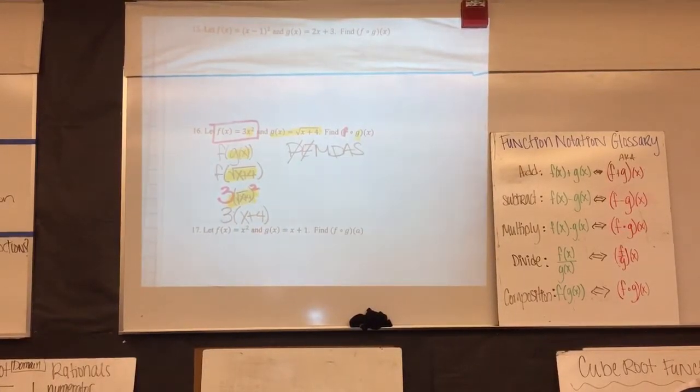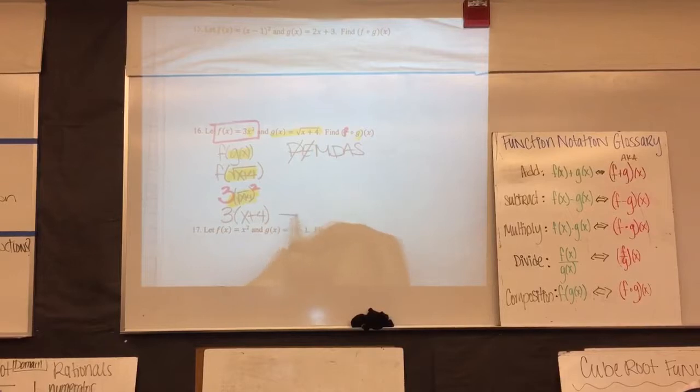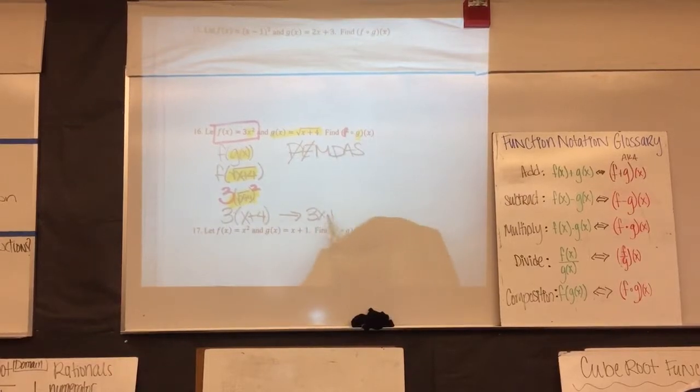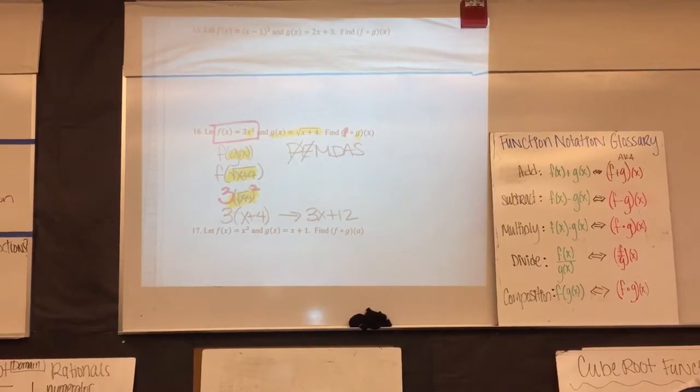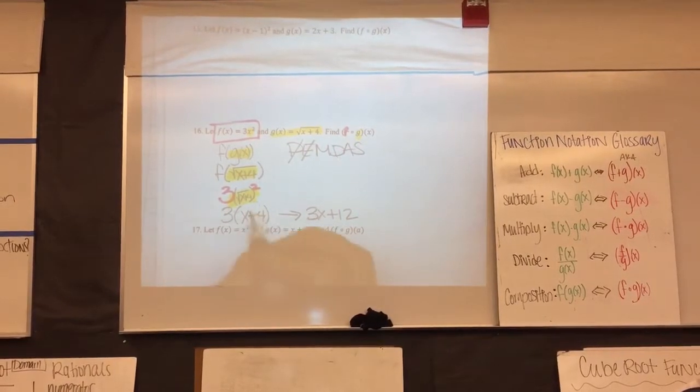You could leave your answer in this format. This would be factored form. But you could also distribute it. If you distribute, 3 times x is 3x, and 3 times 4 is 12. Both of those answers are correct. Okay, I will accept either one for full credit.